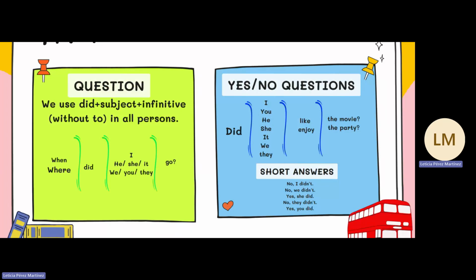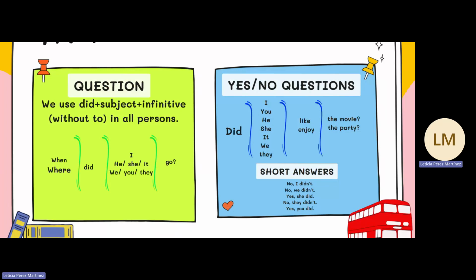For example, the last examples. Where? Where did you go? In this case, you can't answer yes. You can't answer no because you are asking for information. Where did you go? The answer: I went to the movies. I went to my parents' house. I went shopping. In this case, the answer is going to be different. In this case, it's going to be informative.